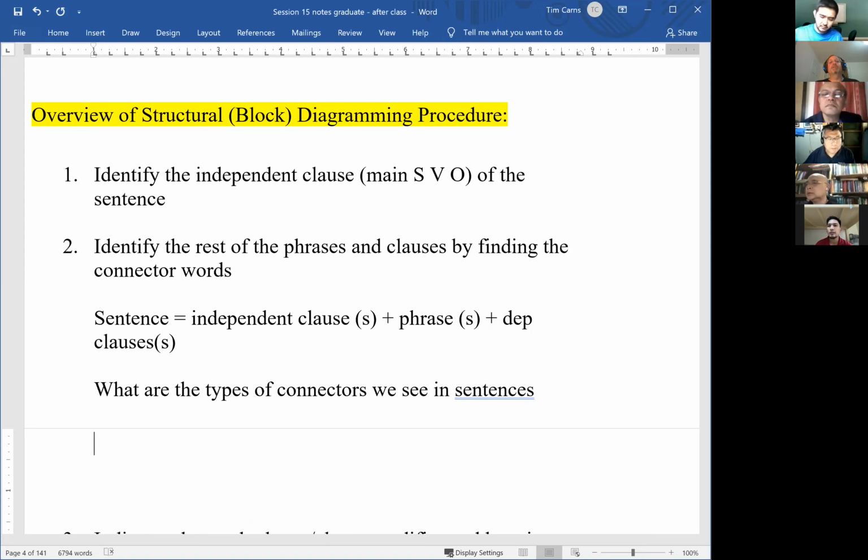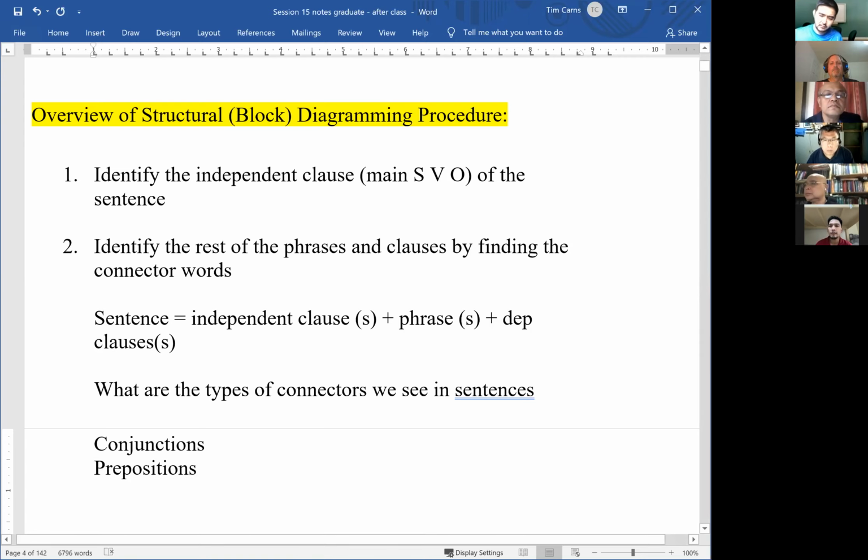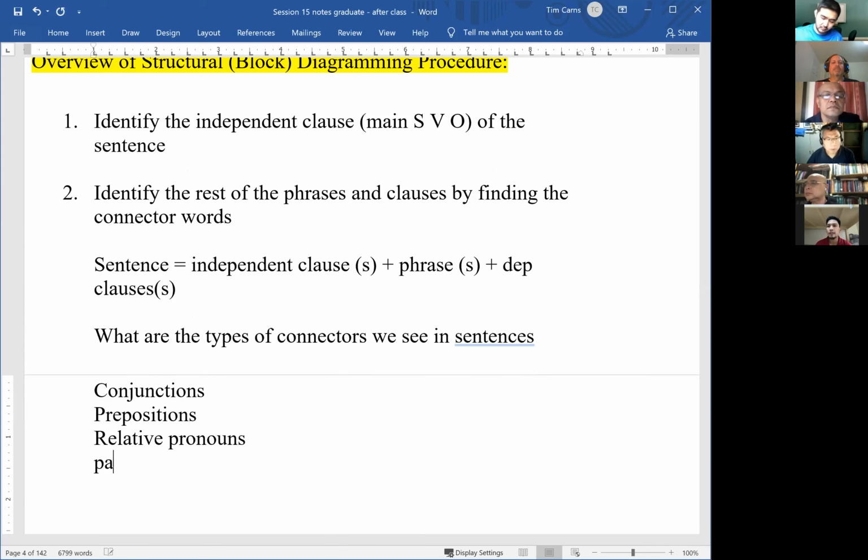Conjunctions, there you go. That's what we spent our time on last week. Conjunctions. What other kinds? Prepositions. Relative pronouns. Good. And the 4th? Participles. Okay. Those are the connector words that we will see in sentences. Punctuation can also be a helpful guide, but that's not a particular word. It's a symbol that is used by the interpreter.